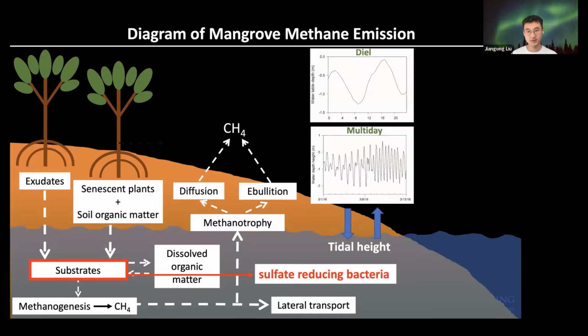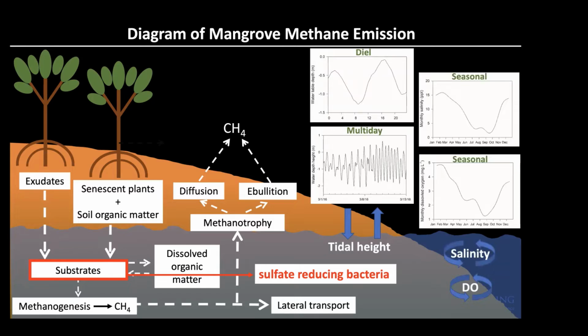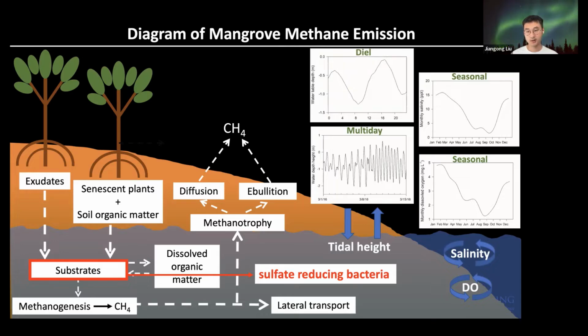There are other features for coastal wetlands. For example, they are frequently subject to tidal activities. For our site, each day there will be two peaks in terms of tidal height. And also every 14 days, there will be spring and neap tidal cycles. Yeah, there are other features, for example, the salinity in the tidal water and dissolved oxygen. Both of them show a clear seasonal pattern.